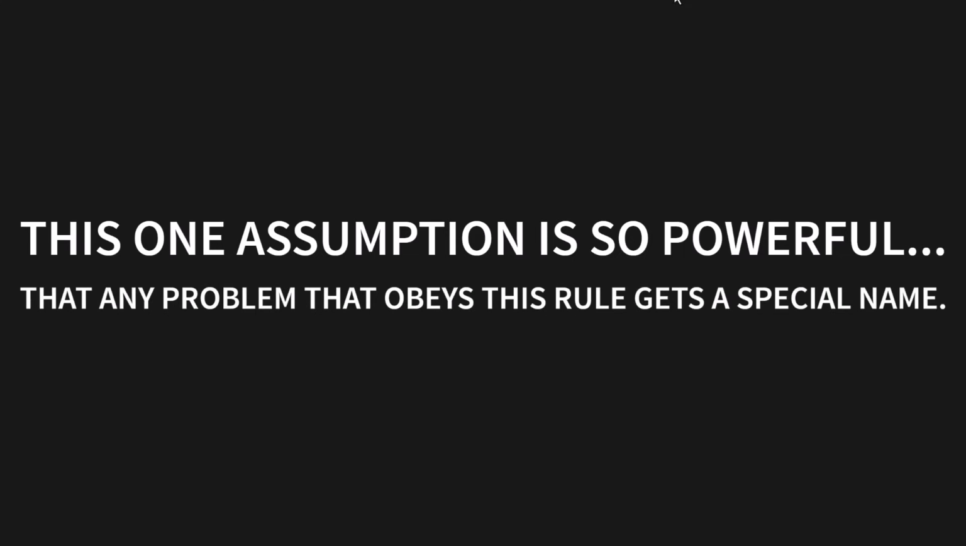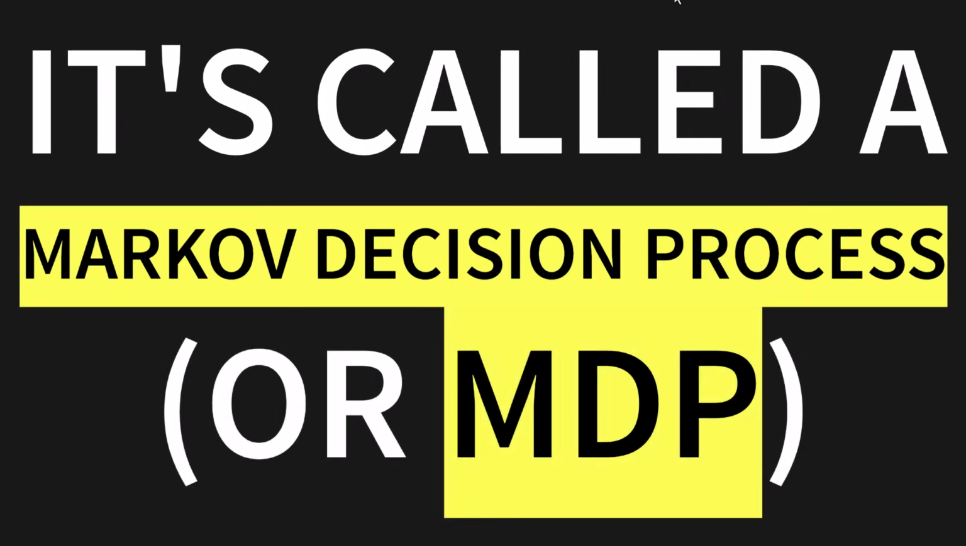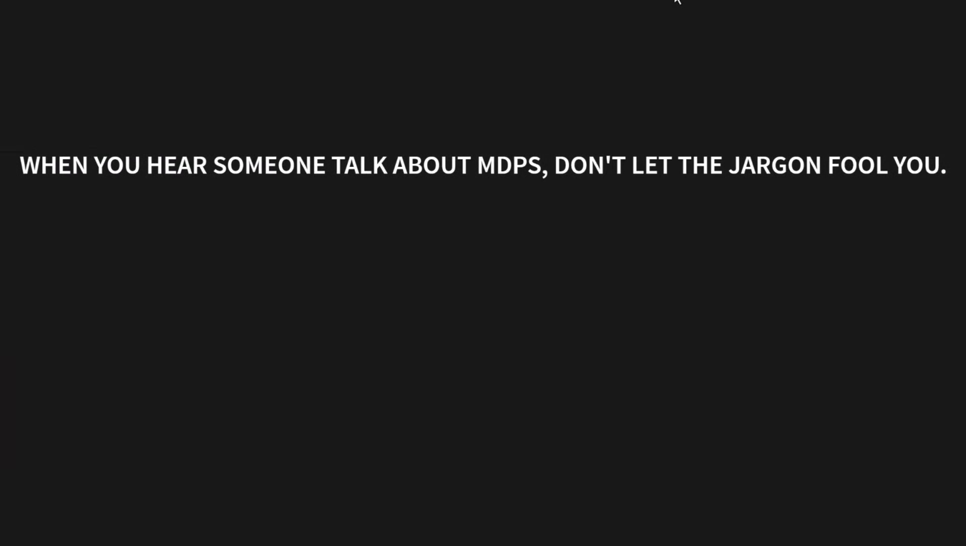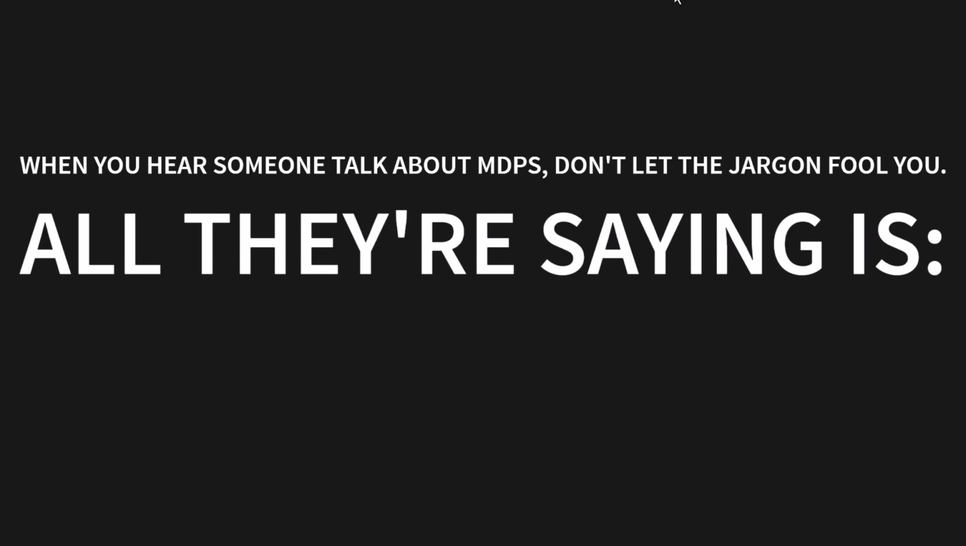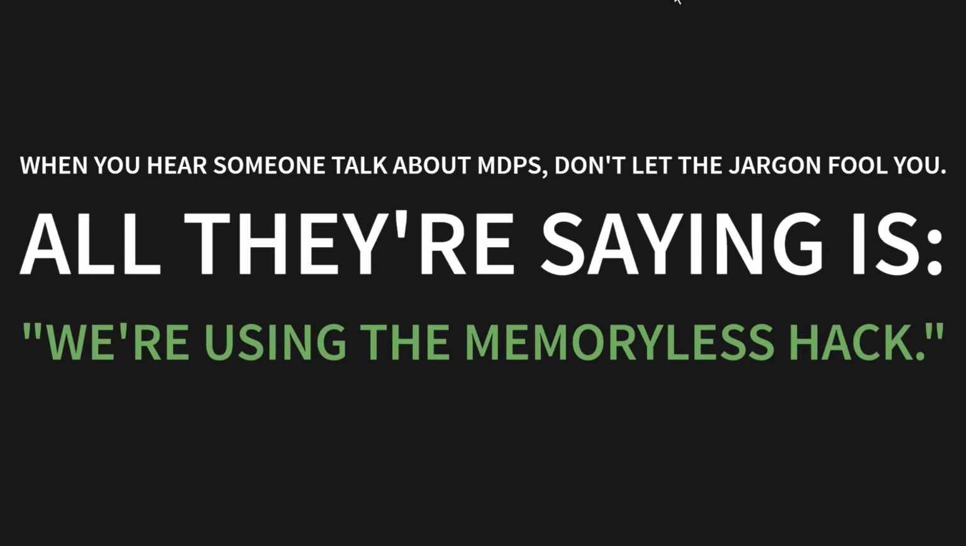Come on. This one assumption is so powerful, so central, that any problem that obeys this rule has a special name. It's the official blueprint for almost every reinforcement learning problem you will ever see. It's called a Markov decision process, or MDP for short. So when you hear someone in a meeting or a lecture talk about MDPs, don't let the jargon fool you. All they're really saying is, hey, we are dealing with a problem where the Markov property holds. We're using the memoryless hack. That's it. You're now in on the secret.